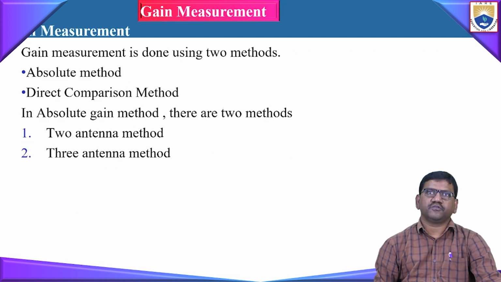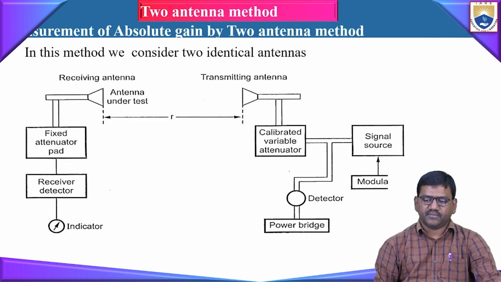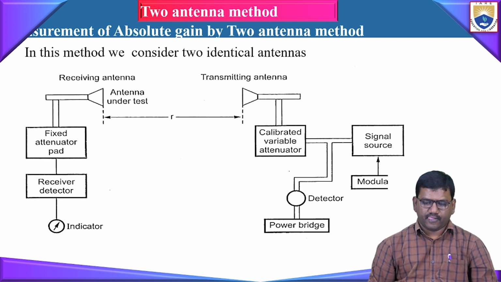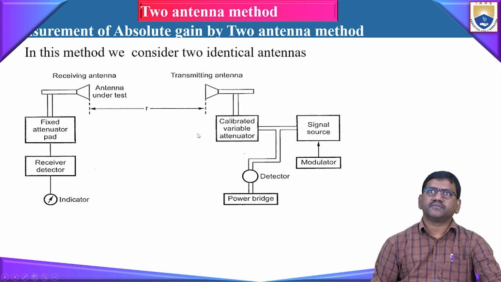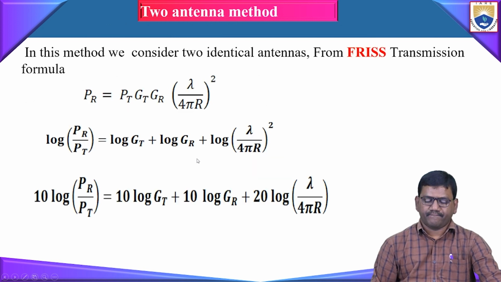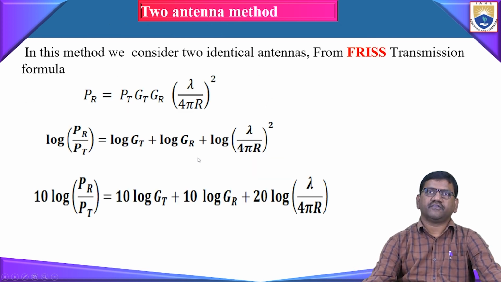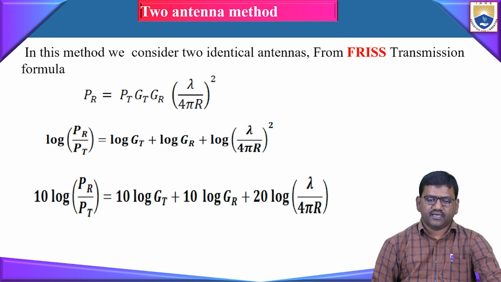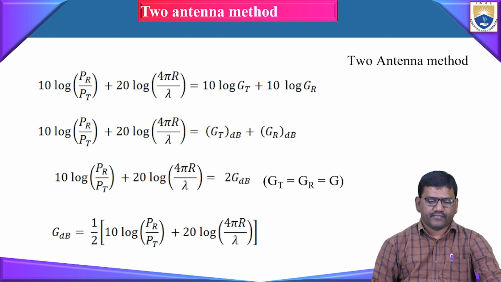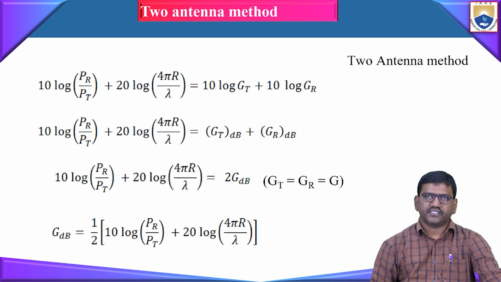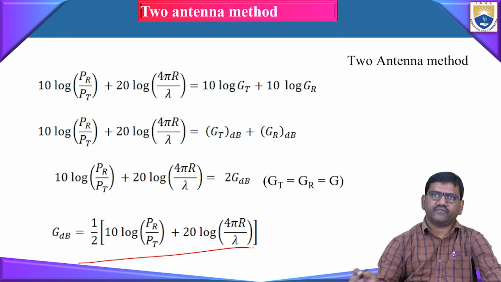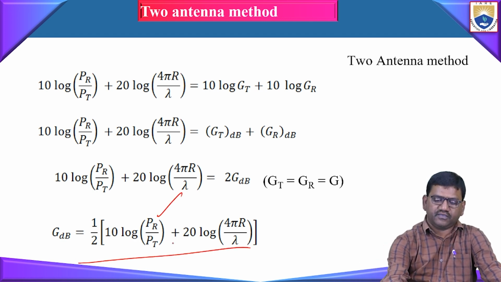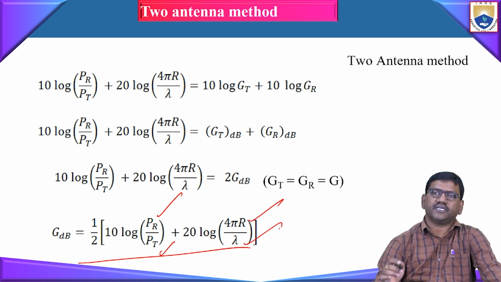For gain measurement, we have two methods. One is the 2 antenna method, the 3 antenna method, and also the direct comparison method. This is the basic setup required for measuring the absolute gain of the antenna by the 2 antenna method. These are the equations we have derived from the Friis transmission formula. Already we have discussed in our theory classes how to get the amount of gain through the Friis transmission formula. To find the value of gain, we should know the power received, the power transmitted, the distance between the two antennas, and the frequency applied to the transmitting antenna.